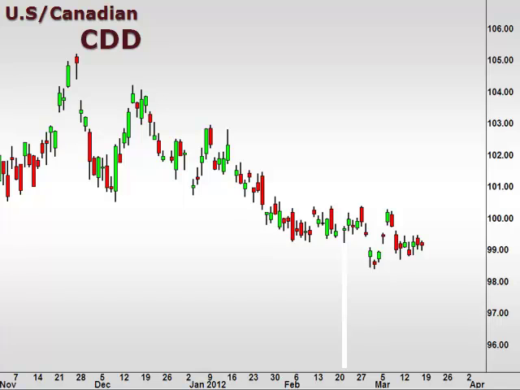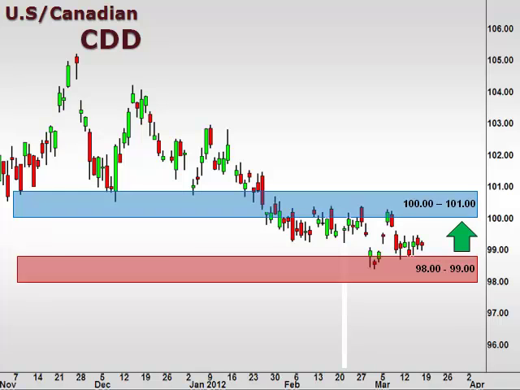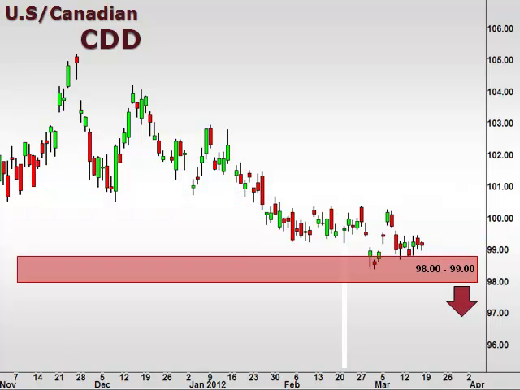Next up, the CDD, the U.S. versus the Canadian dollar. Well, the downtrend in the CDD is still in place. However, support at 99 is lending credibility to the potential for a bottom here. 100-101 remains an important overhead resistance, and a break below 98 will suggest a continuation of the downtrend.